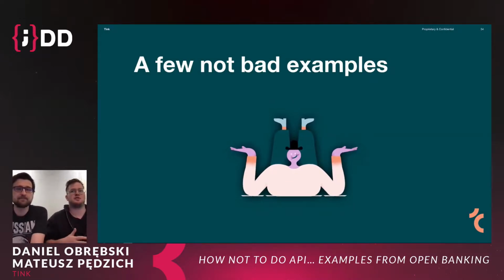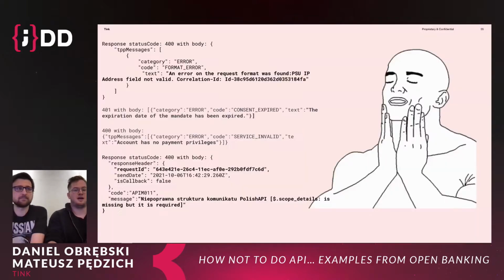As we know, we are all keen on writing clean code, but also think of writing a clean API and clean documentation. So here we have four examples. We have nice information, and we already know how to handle them. For example, in the first one, we have that the PSU IP address field is not valid. The next one is that the expiration date has expired. We also know what to do with that.